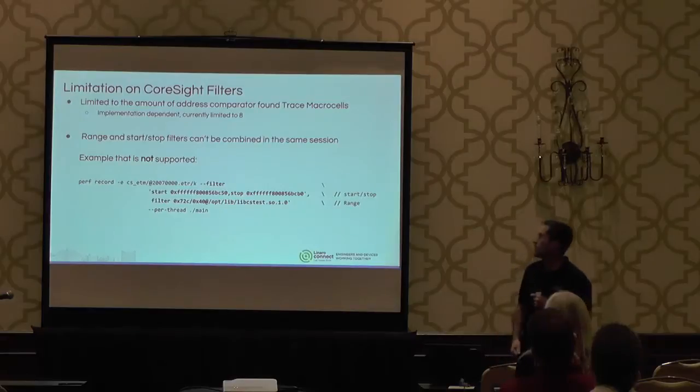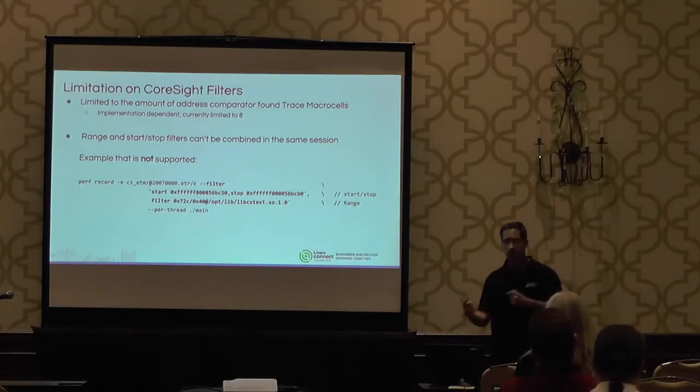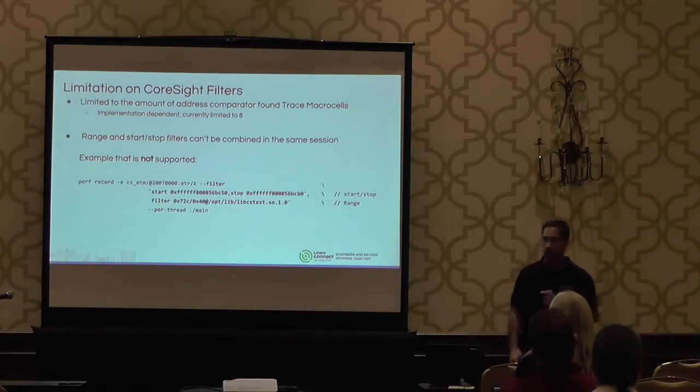And there's also the amount of address comparators that are implemented on that specific SoC. The amount of address comparators will give you how many filters you can use for that specific trace session. So if you're tracing, and then in the next trace session you decide to add a filter and you get an error, that means that you've exhausted the amount of filters that the hardware is capable of supporting.